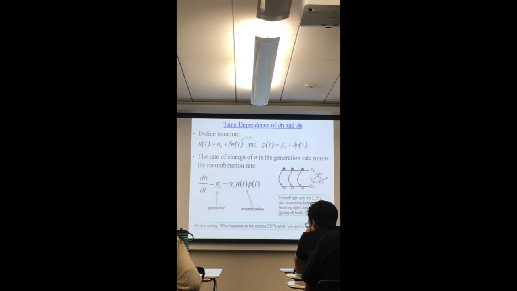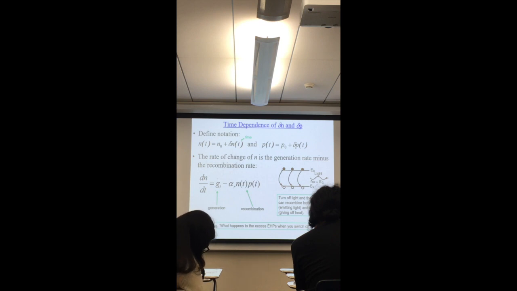All right. So to understand the time dependence of delta N and delta P, we can define certain notation. This N is the total carrier concentration for electrons, and it's a function of time. We have the equilibrium value, and because we have excess carriers, we just add the excess carriers. The equilibrium value is a constant, but the excess carriers are time dependent. This is for electrons, and we can do the same thing for holes.